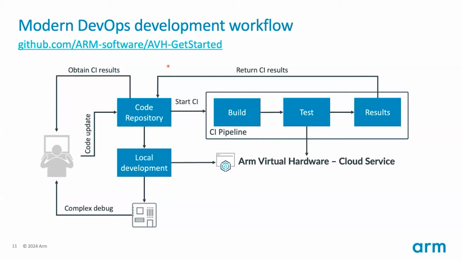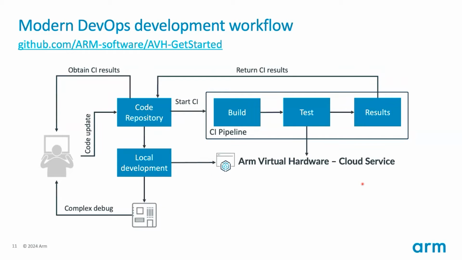And here on GitHub, we have an example repository that is using this flow. So how does this work? On the left side, we have our traditional developer who is sitting in front of his machine, and he submits his code to a code repository. And once the code is in this repository, the CI pipeline kicks off. So the code is built, then it is tested, and the results are then basically fed back into the code repository, and the user can check the CI results.